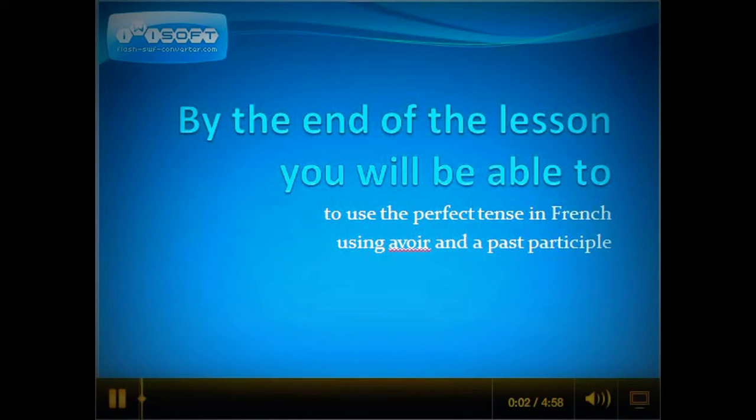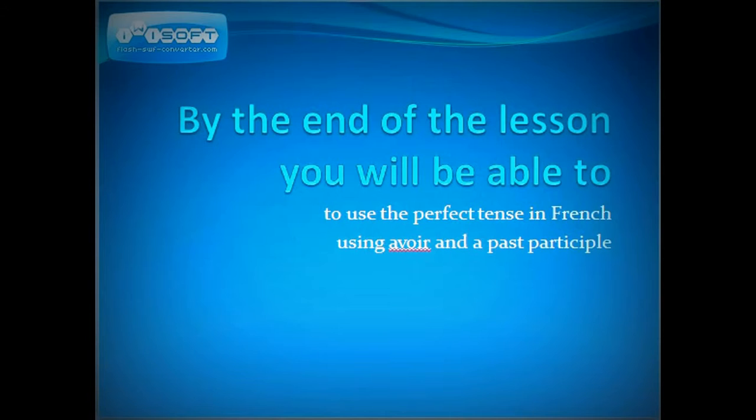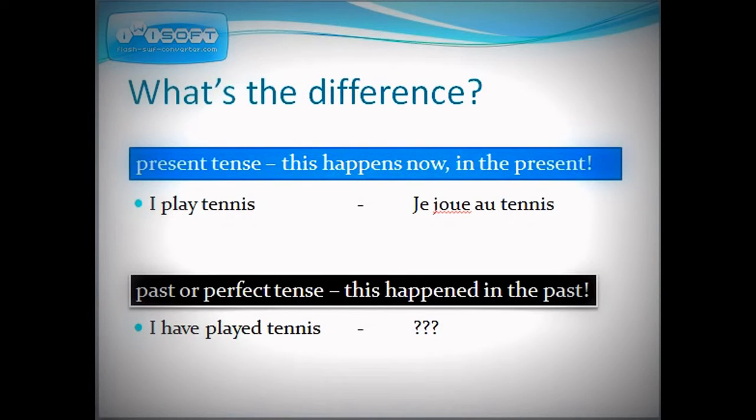Okay, let's have a look at the past tense in French, the passé composé, which is the perfect tense. We are focusing here on avoir and using the past participle mainly on ER verbs. So it's the basics, the first lesson on this. What's the past tense?